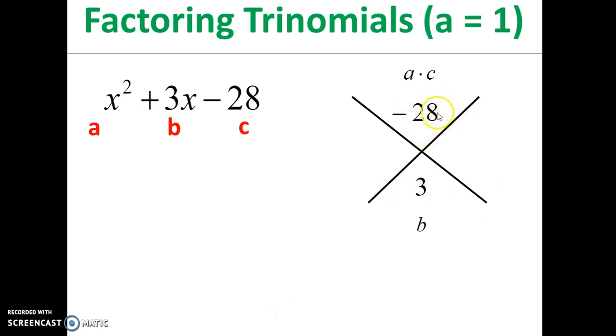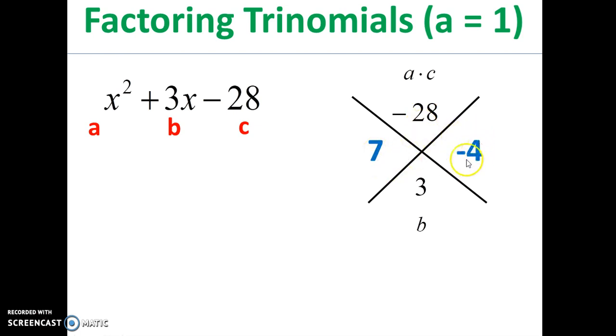First of all, 28. 1 times 28. 2 times 14. 3 times nothing. No. 4 times 7. Okay, I'm going to pause there because 4 times 7 will give us 28. And 4 and 7 also have a difference of 3. So to get negative 28, we're going to need one of them to be negative. So I'm going to write it like this. 7 times negative 4, that makes negative 28.